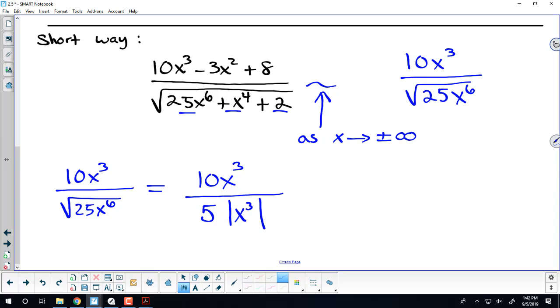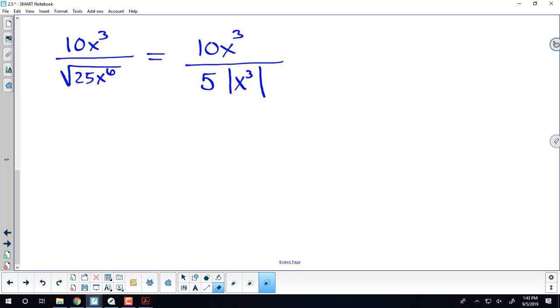I've seen a disconnect on exams between when we can do that and when we can't. So make sure you're clear on when we can look at leading term over leading term versus when we can't. Very important. And when can't you? If we were asked to compute the limit as x approaches some finite number, then you just plug in, assuming the function's defined at that number.